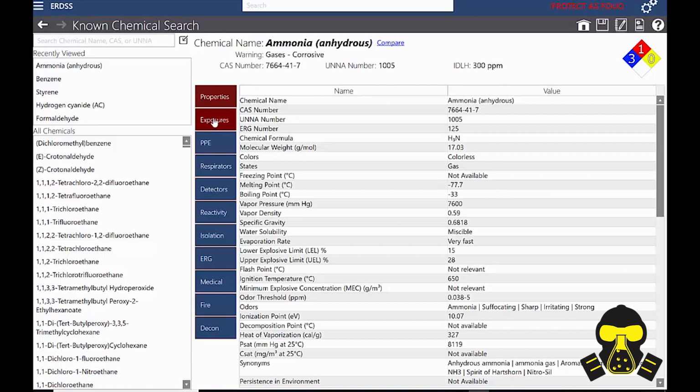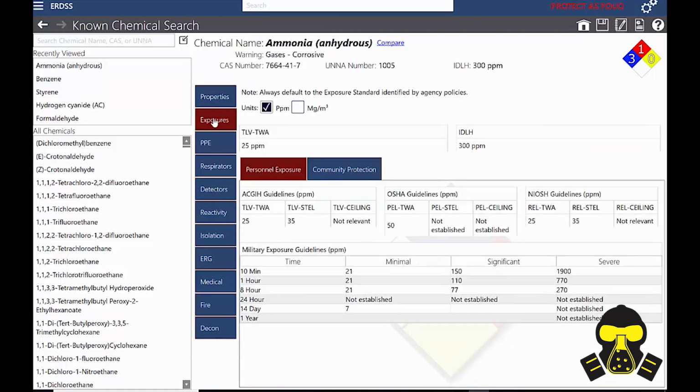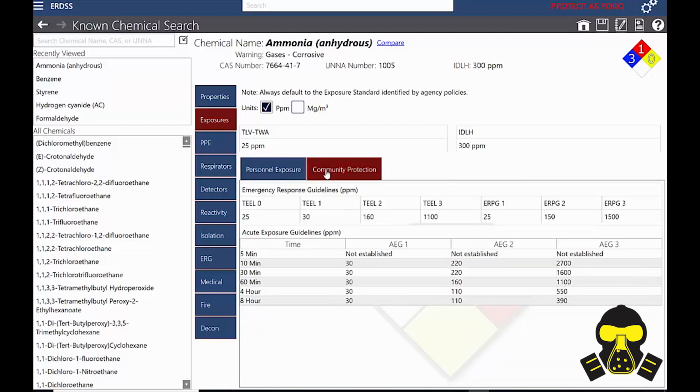So the first in this basic thing, I'm going to go to exposures first. I'm going to go up and say I have my ACGIH, so industrial hygiene. I have my OSHA guidelines, and I have my NIOSH guidelines. They're always going to be in the same place every time. And then you have your military exposure guidelines. Now, that's all for protecting the responder, right? That's the worker protection. If I want to go to community protection, I click on this tab. Now I've got all of my TEELs, my AEGLs, all of those are there. And you can actually go and hover over them to get your definitions as well.